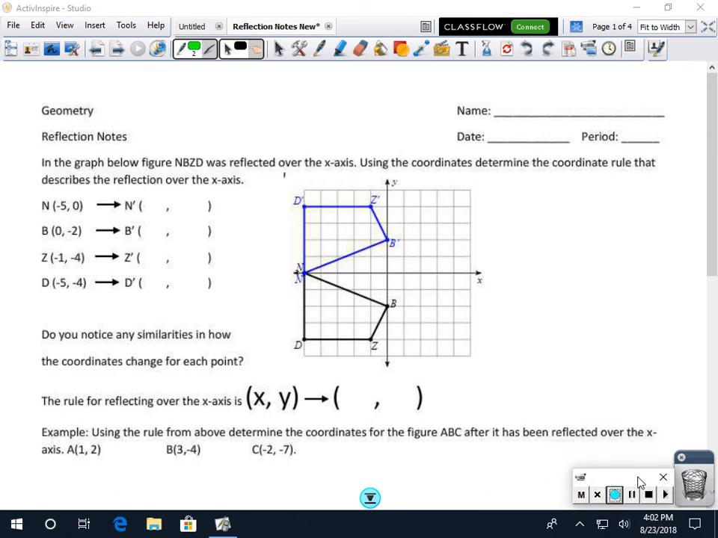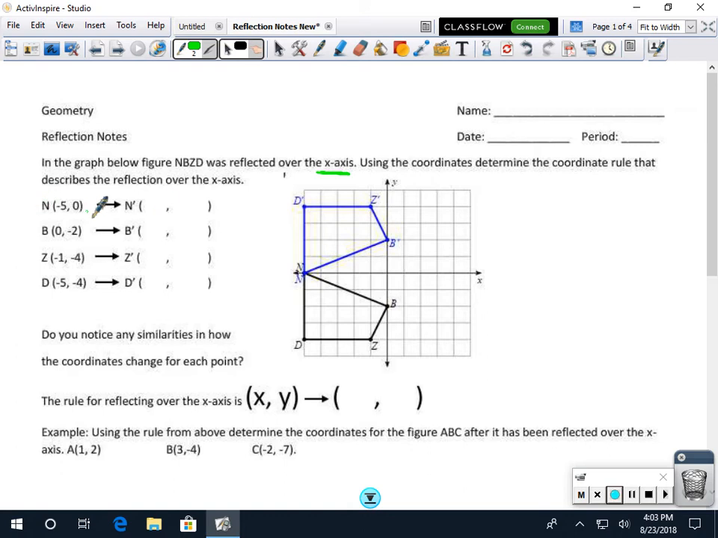So we're going to take a look at reflection. And we're going to start right here with reflecting across the x-axis. In the graph below, figure NBZD was reflected over the x-axis. Using the coordinates, determine the coordinate rule that describes the reflection over the x-axis. They have given us the graph of the pre-image and then the graph of the image.